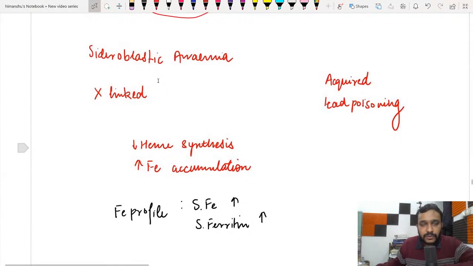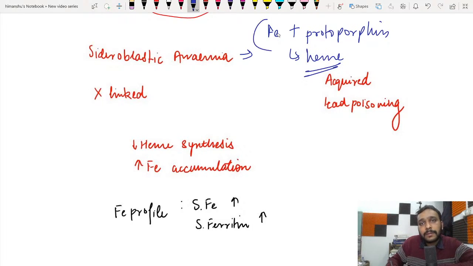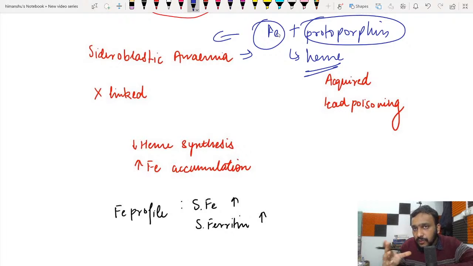So coming to a few points about sideroblastic anemia. In sideroblastic anemia, there is difficulty in the combination of iron plus protoporphyrin, so it results in deficient synthesis of heme. Heme is not properly formed because of this. When this iron is not able to combine with protoporphyrin, what happens?